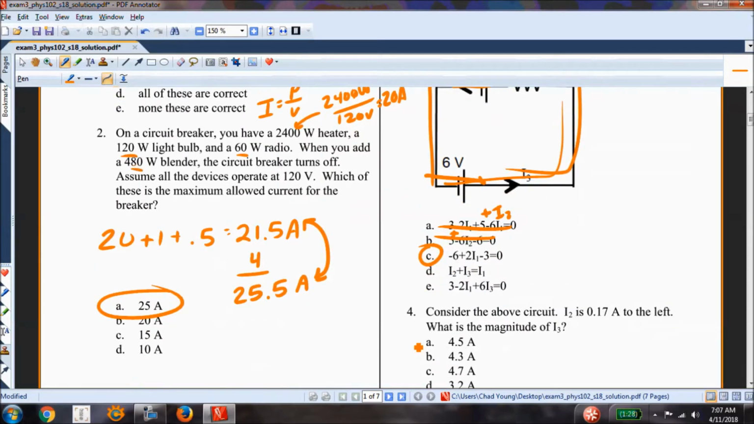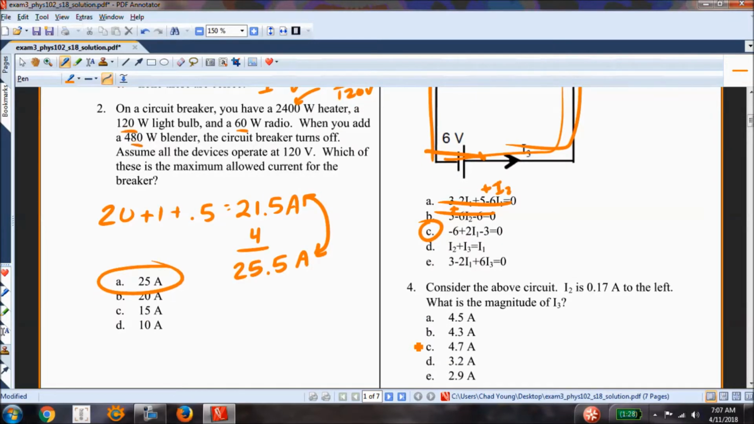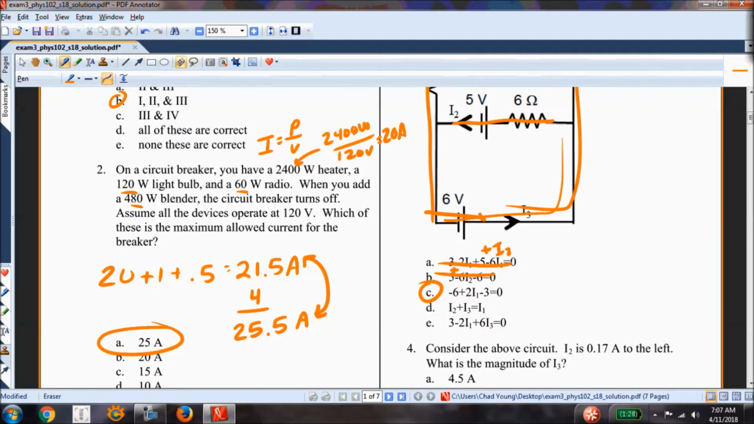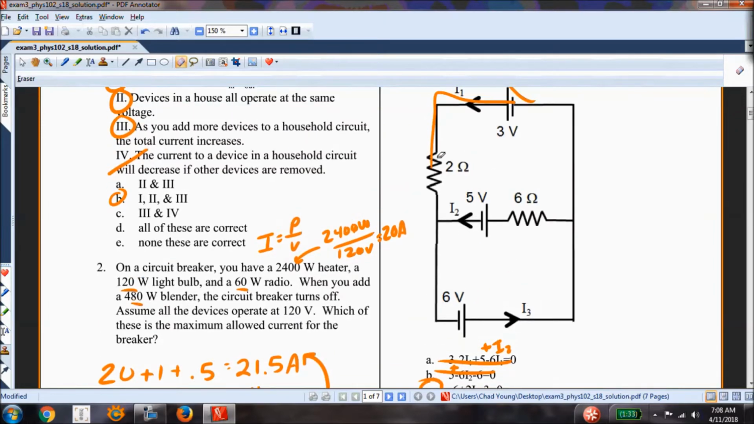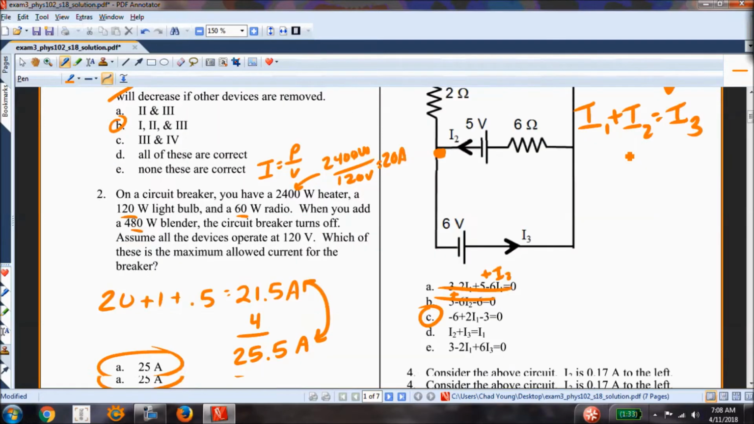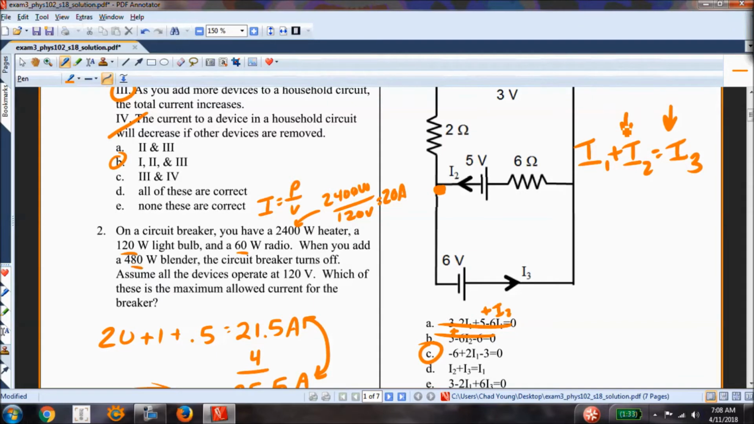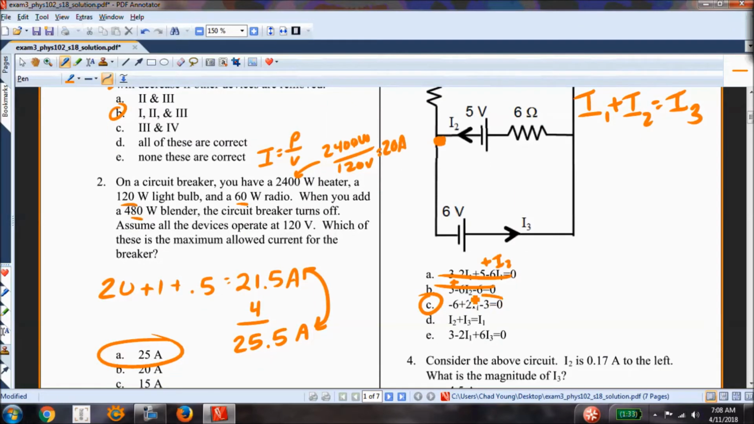Now, if I2 is 0.17 amps to the left, what is the magnitude of I3? Well, a couple ways I could do this. Let's clean this up a little bit. The easiest way is to take the junction rule. My junction rule is I1 plus I2 is equal to I3. I want to know I3. I've been given I2, and so I want to find I1. But look, I already have the equation to find I1, so let's just use that.